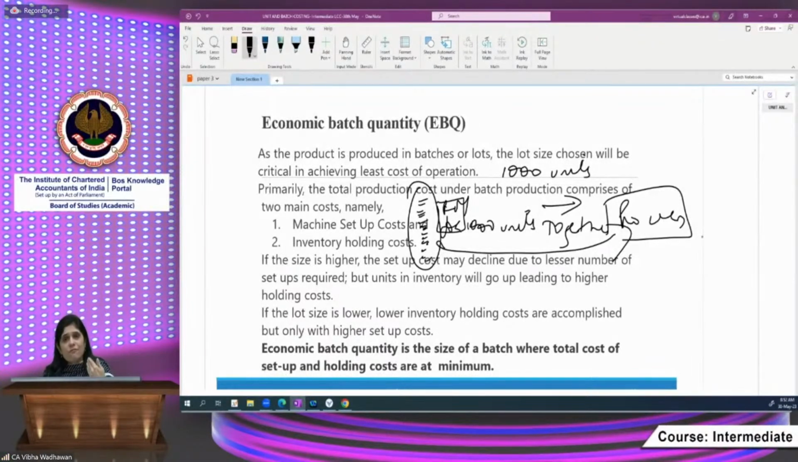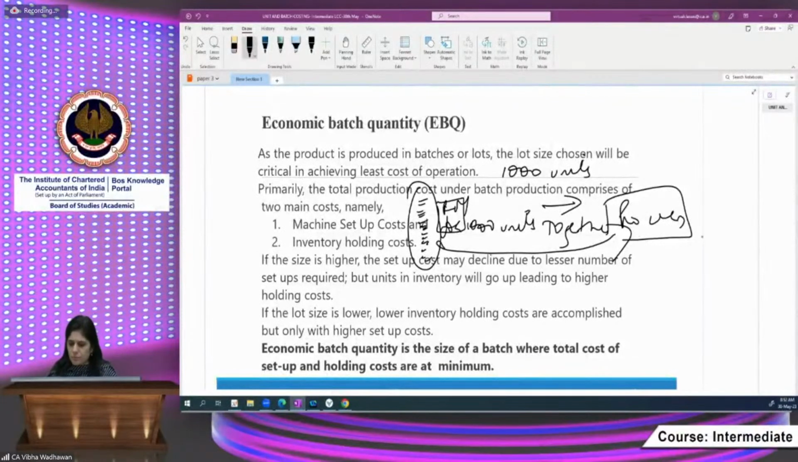So if you have to produce 1000 units, because the total cost will be minimum, you should buy that particular type of machine so that you can produce 1000 units, which is told to you by economic batch quantity. So economic batch quantity will tell you how many units to be produced in one batch, in one lot, because that will give your machine setup and inventory handling cost. The cost will be minimum. When you produce economic batch quantity, the total cost of inventory and setup will be minimum.